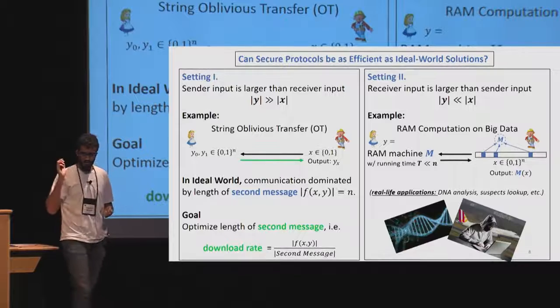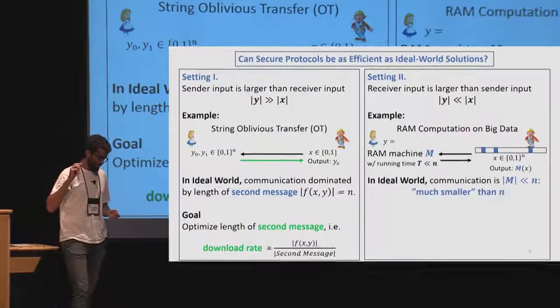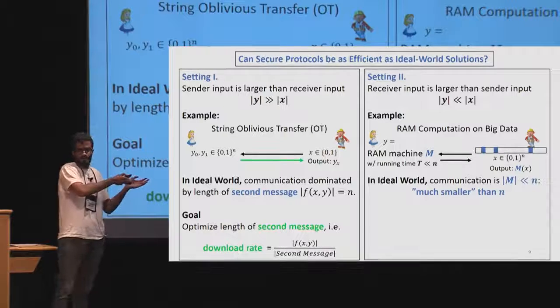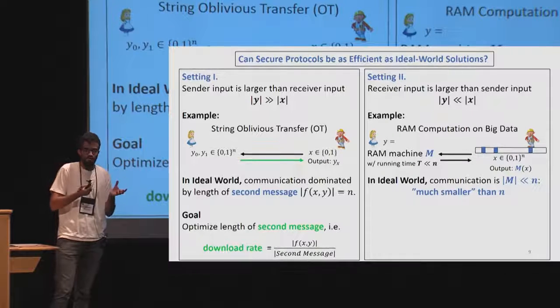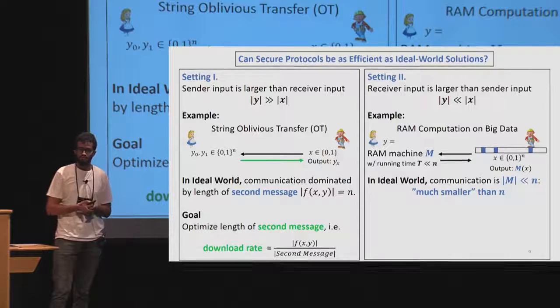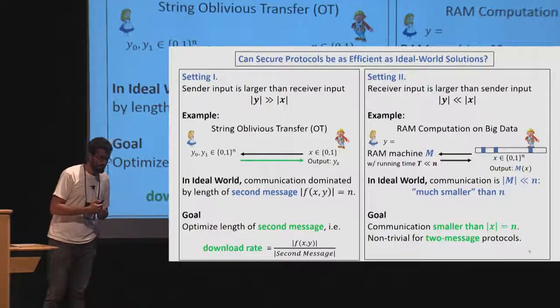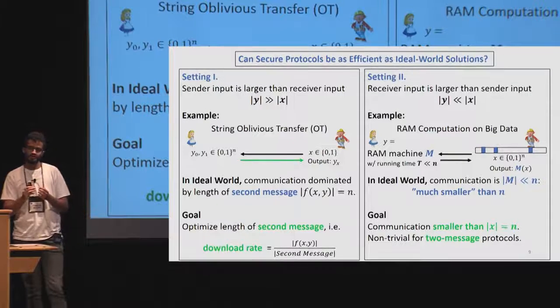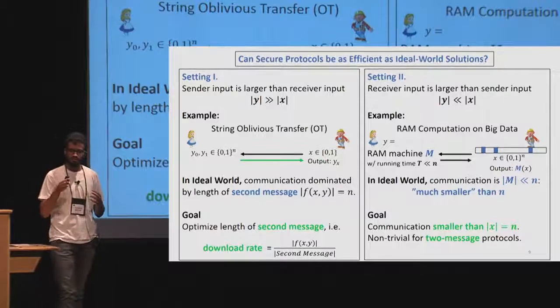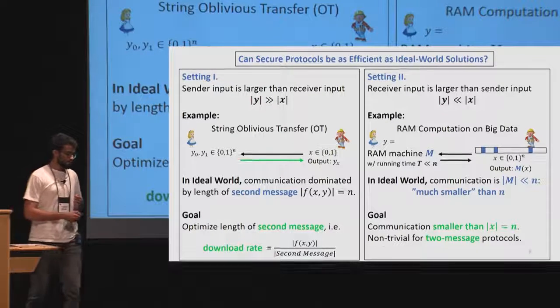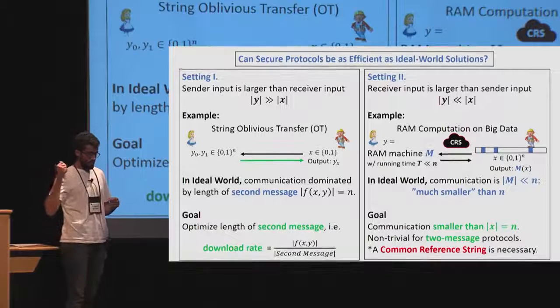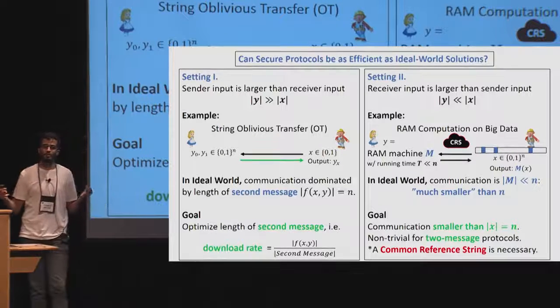And there are lots of real-life applications for those of you who care. So without security, we can let Alice just send the description of the machine M, and if we assume that M is small, then the communication here is independent of n and actually much smaller than n. So our goal for secure protocols is to achieve communication that's somehow smaller than n. And this is already a non-trivial task when we restrict ourselves to protocols with 2 messages only. Another thing I want to mention is that if we want security, then we need to work in a model where we assume that there's a common reference string that the 2 parties can access.